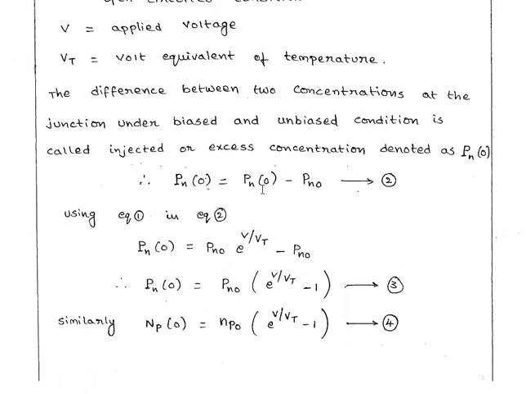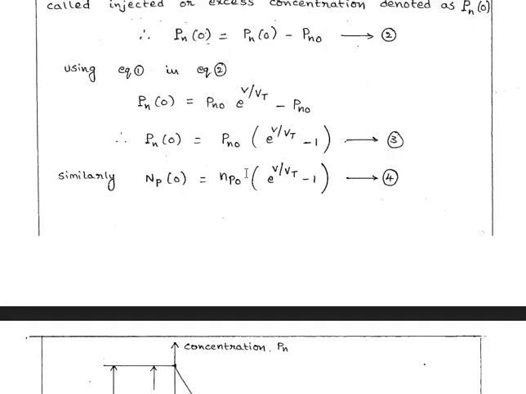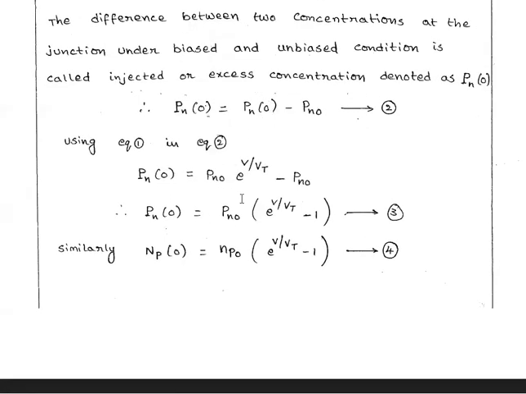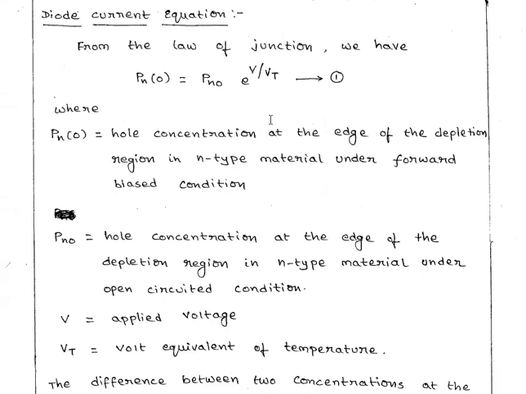Now, the difference between the two concentrations of the junction under biased and unbiased conditions. This is the open circuit type and this is the biased type at 0 distance. The difference is called the injected or excess concentration, that is capital Pn(0). Pn(0) is equal to, in this place, I know the formula Pn0 into e power V by Vt.